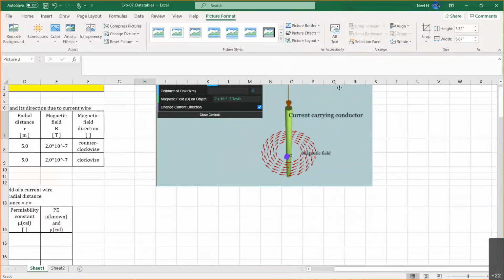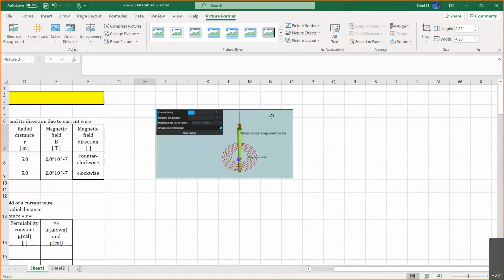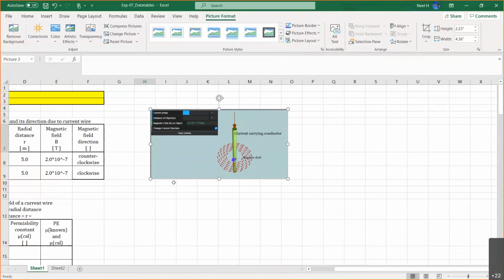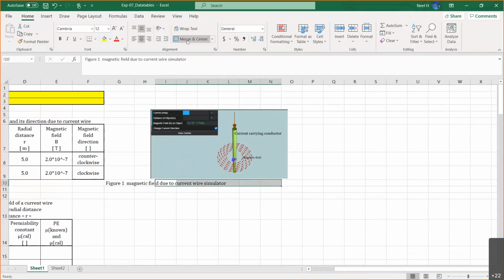That should go to the procedure section, okay? All right, this should then be figure number 1. Figure number 1, we can say magnetic field due to current wire simulator. Okay, you can name it any way you like, just the name has to have an idea of what we're trying to do in this experiment. Okay.